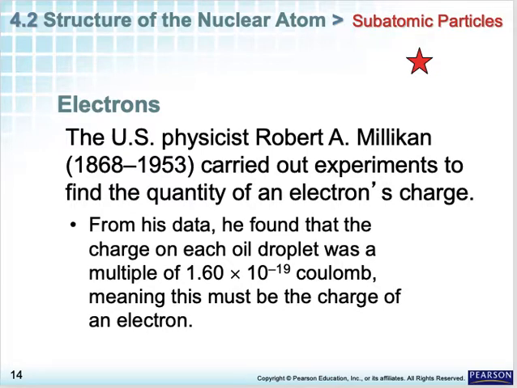So after this, Millikan came along and he carried out some experiments to find the quantity of the electron's charge. From his data, he found that each oil droplet was a multiple of 1.6 times 10 to the negative 19th coulombs. No, you don't need to know that number. This meant this must be the charge on the electron. This experiment was called Millikan's oil drop experiment, and it discovered the charge on the electron. Also a star on this slide.